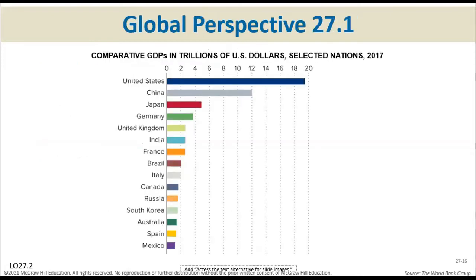In this table, we compare the GDP for selected nations in 2017. And you can see that the United States, China, and Japan have the largest GDP. Note here that all these countries' GDPs were converted into US dollars using the international exchange rate.